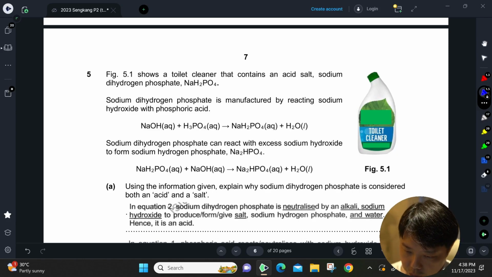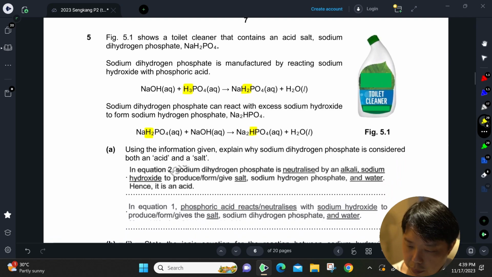Okay, question 5. You have a toilet cleaner that contains an acid salt, which is sodium dihydrogen phosphate. This salt is manufactured by reacting sodium hydroxide with phosphoric acid. Sodium dihydrogen phosphate can react with sodium hydroxide to form sodium hydrogen phosphate. If you notice, the number of H's is decreasing from H3 to H2, and then this H2 can react again to get just a single H.